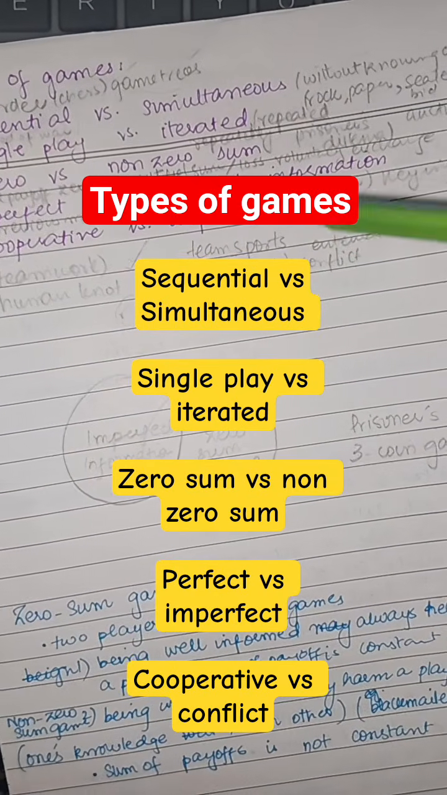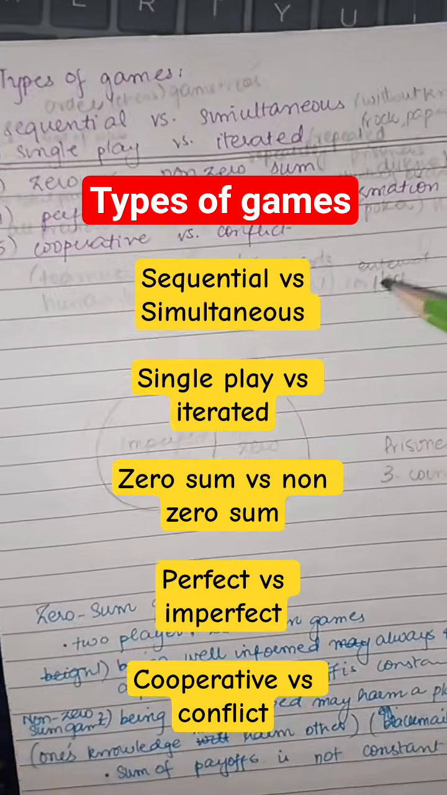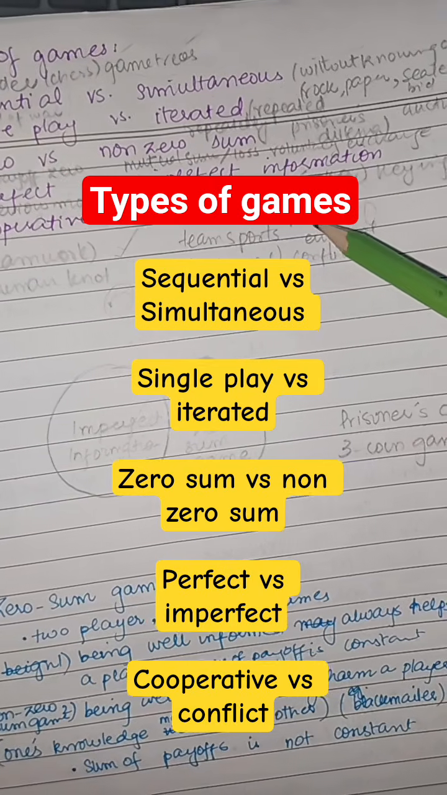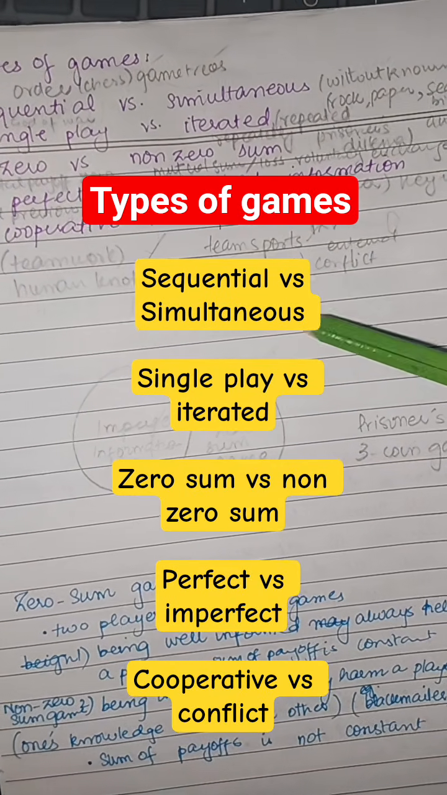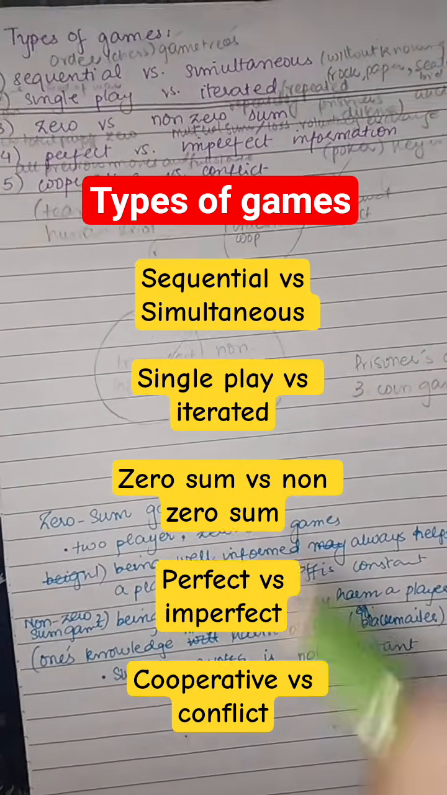And in conflict, we can just say it's like a zero sum game. Both the parties are in conflict. One's win will be the other person's defeat. Like in team sports, internally we cooperate with each other, but externally we are in a conflict, right? One team will win, the other will lose.